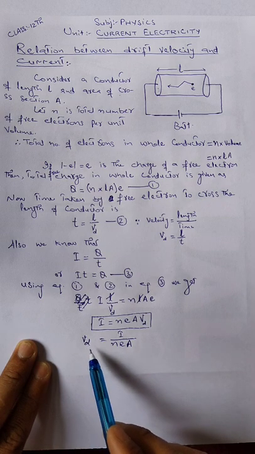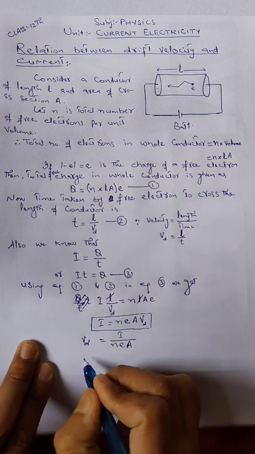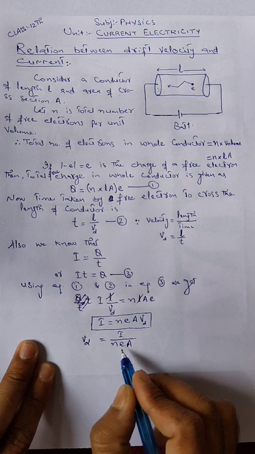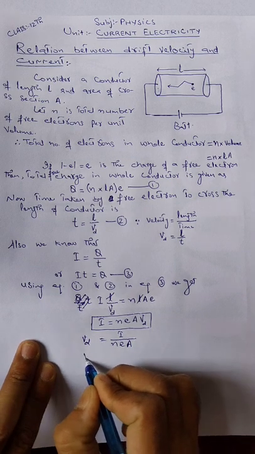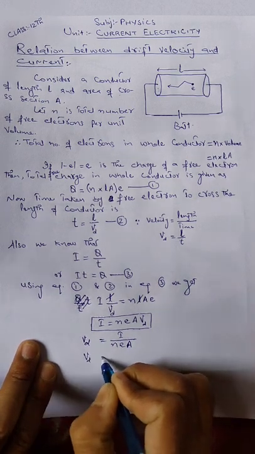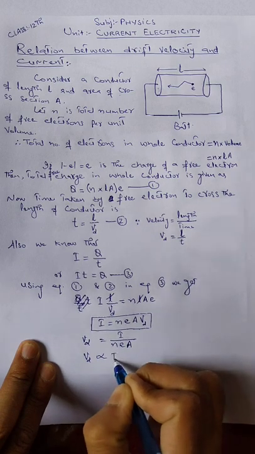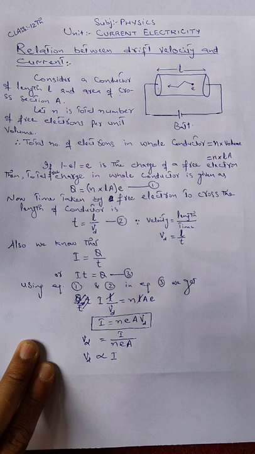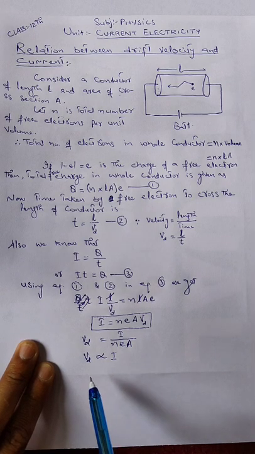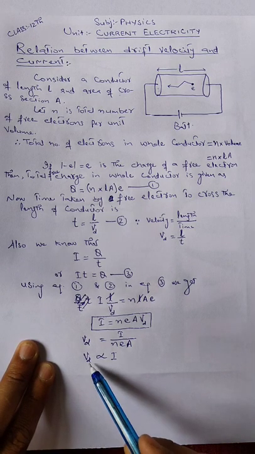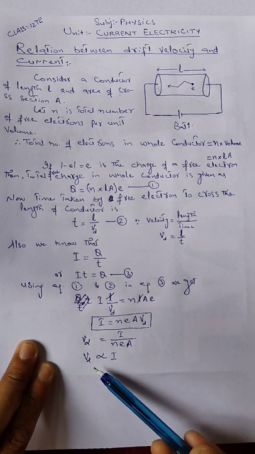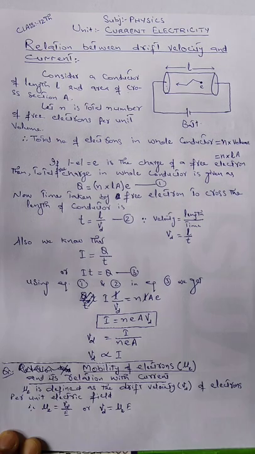But if the area of cross section is more, drift velocity will be less, right? So I may write n as the number of free electrons per unit volume, and the charge of the free charge is constant, so Vd is directly proportional to current because these factors are constant. So if you are going to increase the drift velocity, you will have to increase current, or if you are going to increase the current, you will have to increase the drift velocity.